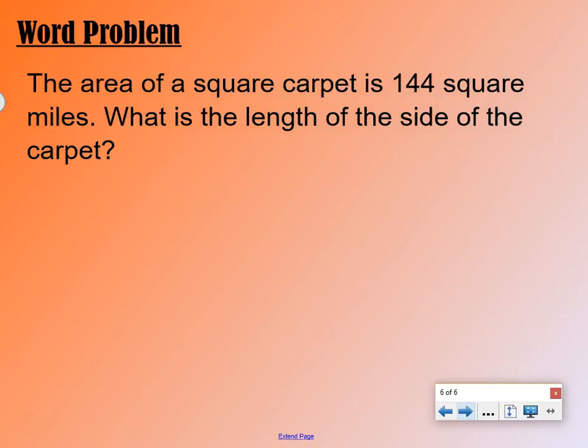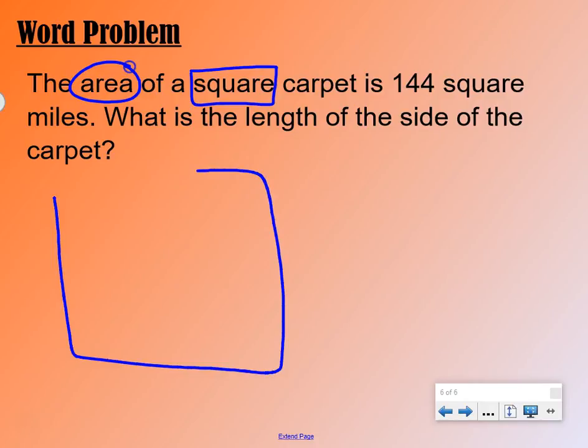Word problem. The area of a square carpet is 144 square miles. What is the length of a side of the carpet? So let's first draw a picture. We have a square carpet. Properties of a square is that each side is the same length. We have S, S, S, and S.